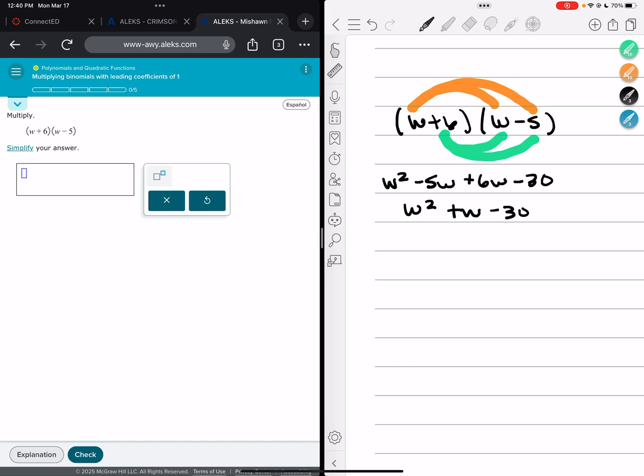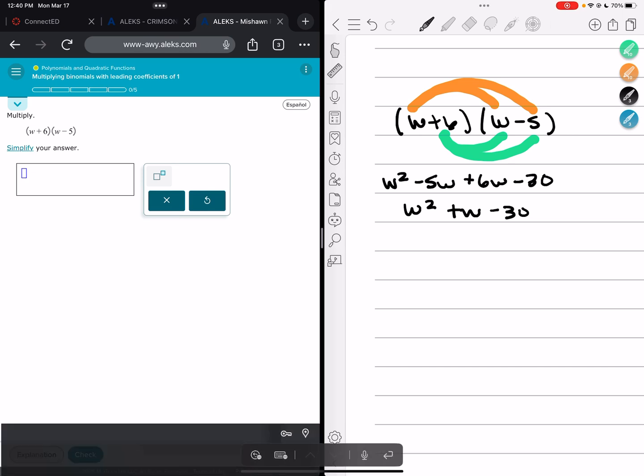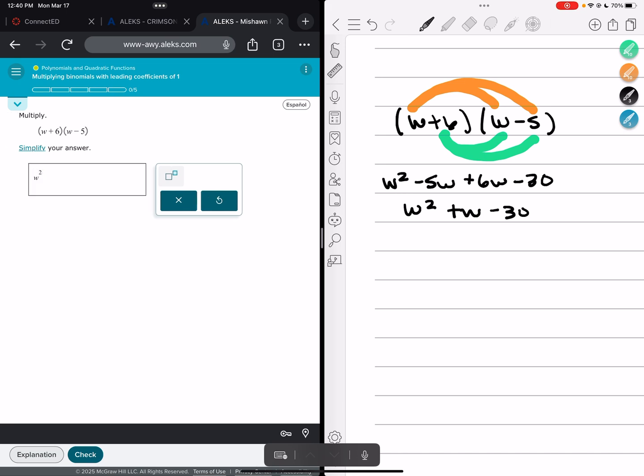And that's all it wants. When it says simplify your answer, it just means combine like terms to look like so. So I'm going to go w squared plus w minus 30, which we can check.